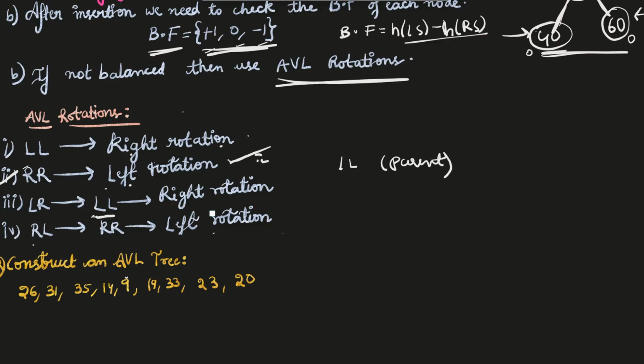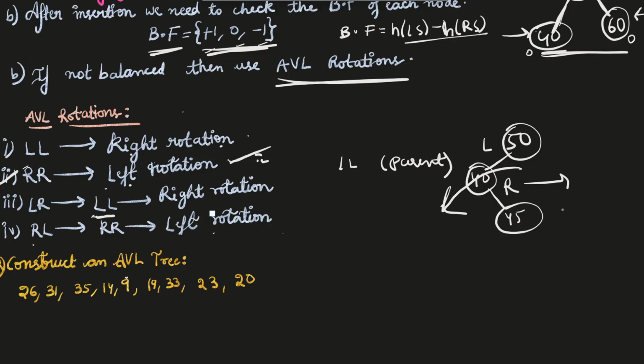Suppose there is an element like 50, and left of 50 is 40, and next we are having 45. Now this is LR. So first we do left rotation at parent, and then we'll get something like 50, 45 and 40. Now we'll do the right rotation because now it is in the form of LL. That's it.